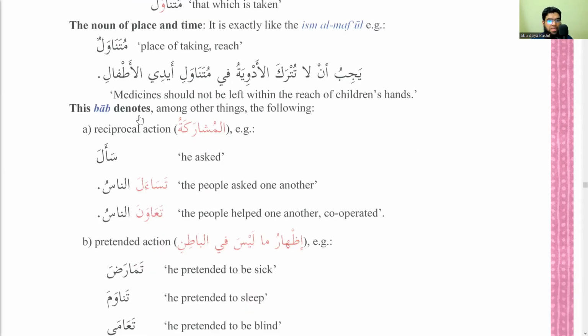Now, what does it mean? This bab. Because remember, some babs signify something. Like form 2 signifies intensive action or extensive.